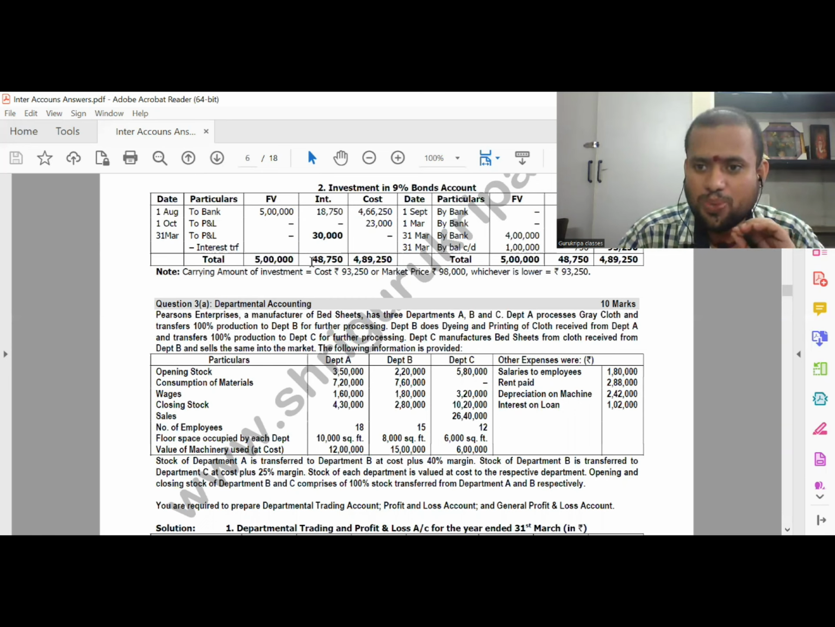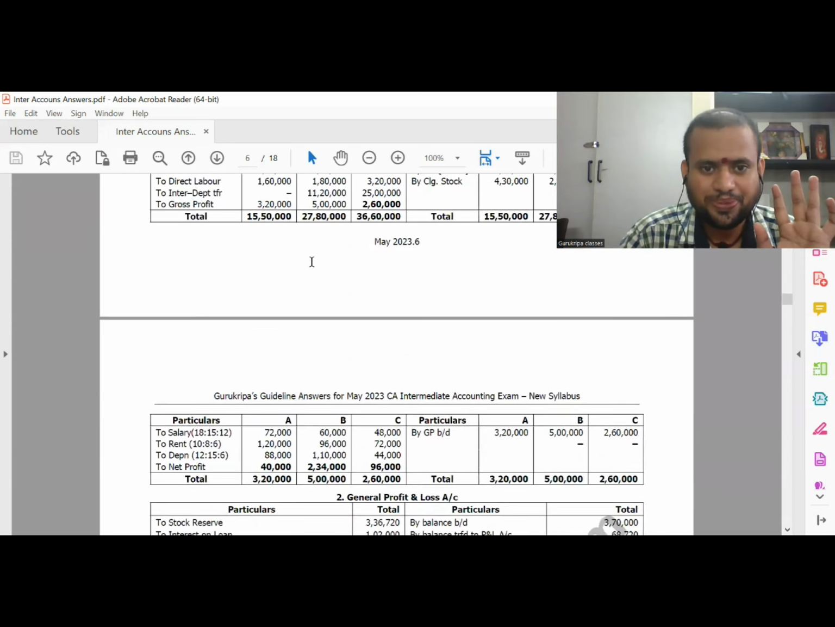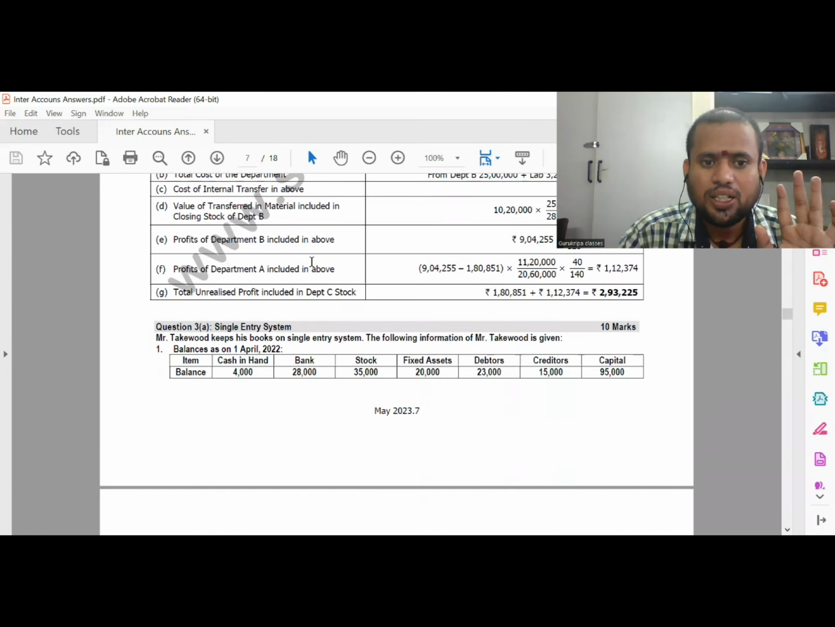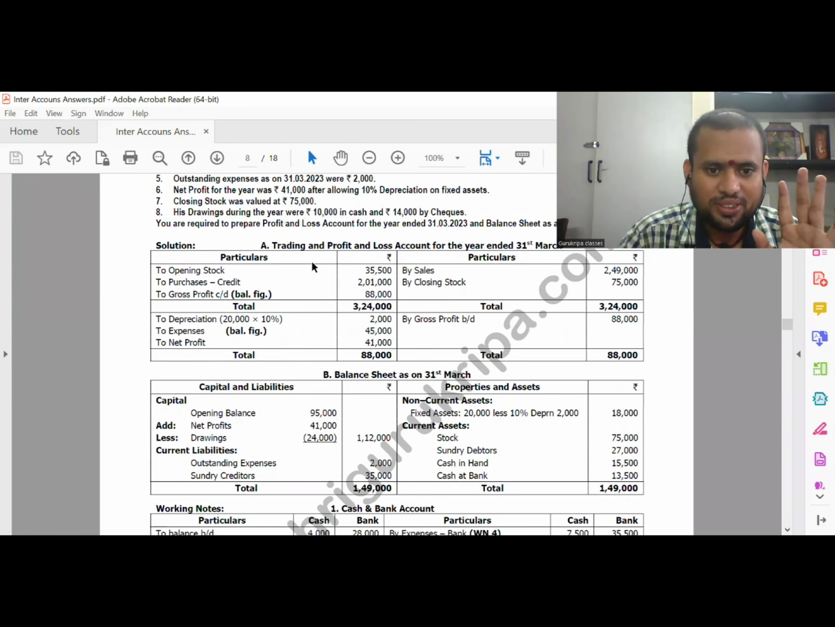Those who are conceptually very clear with the stock budget can identify this adjustment and would have solved this. Otherwise, it would be a big problem. But that adjustment is relevant only for the stock budget. Other items you can directly attend. Then 3A, single entry, a straightforward question, nothing special.